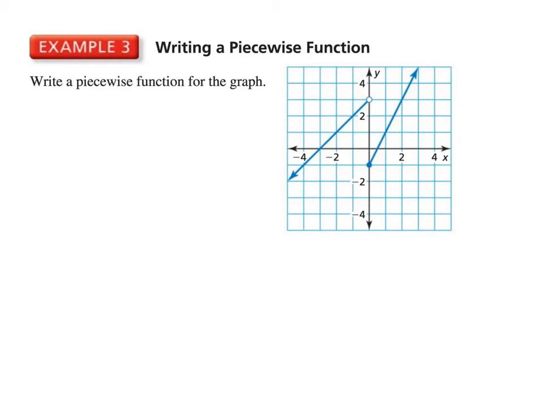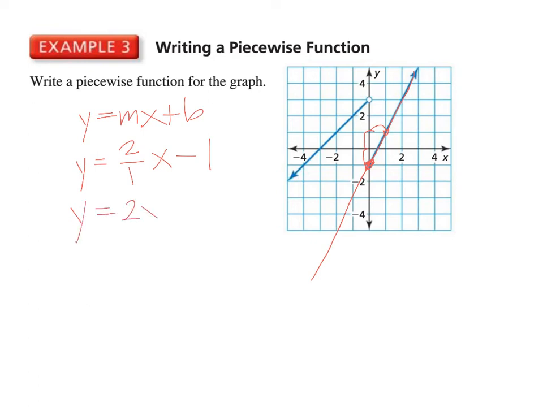Write a piecewise function for the graph. Okay, so this time we're going backwards now. All right, see what we have here. All right, well, here I have this one line. All right, and I could continue to go down like this. All right, what's happening here? All right, I know my b value for that graph is what? It's going to be -1. All right, what's the slope of it? Let's see, let's go to another point. I go up 2, and I go right 1. So it's 2 over 1. So here's one equation, y equals 2x minus 1. Okay? And now let's figure out what the restriction is for this.